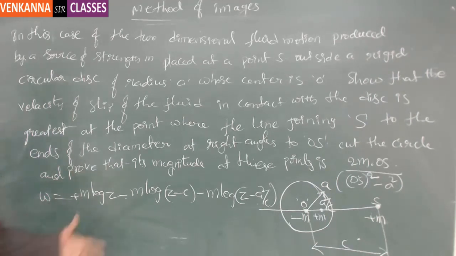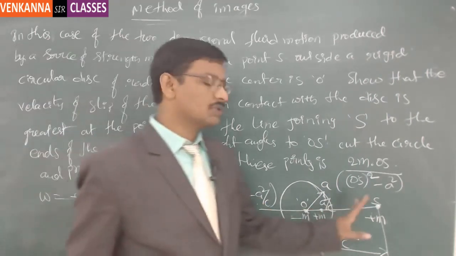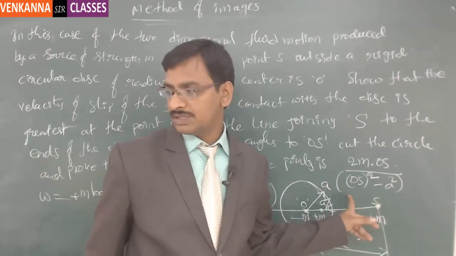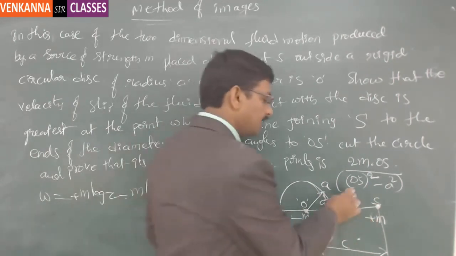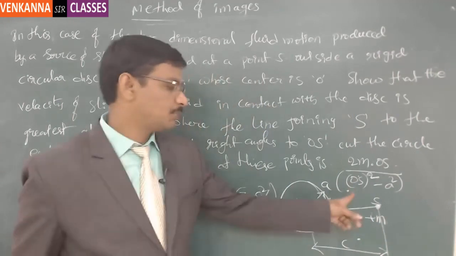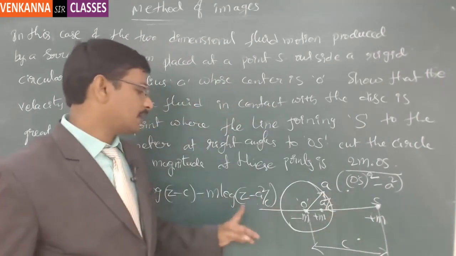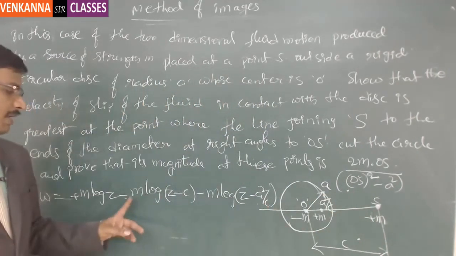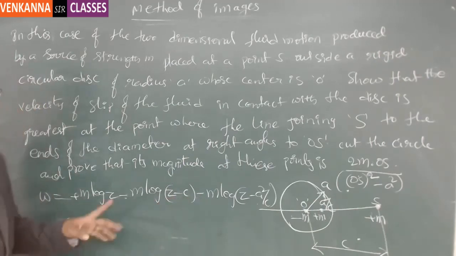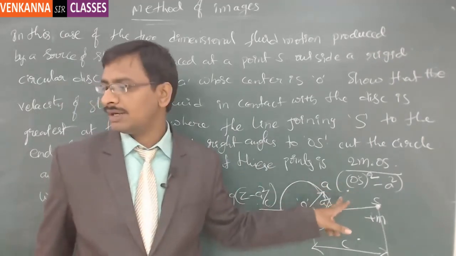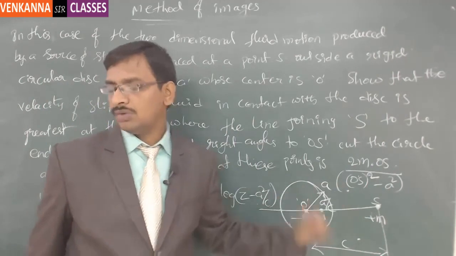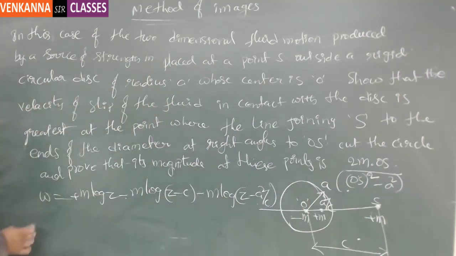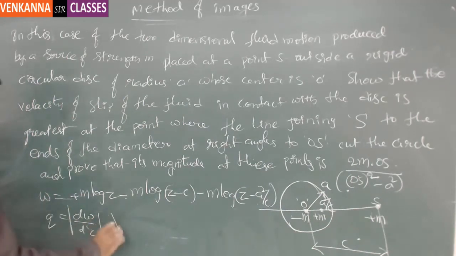So this is the complex potential for all the sources and sinks at any random point z. If you take z here, the complex potential at this point is minus m log z minus a square by c, minus m log z minus c, plus m log z, at a randomly selected point. Now, if you know the complex potential W, the velocity is nothing but dW by dz. Its modulus is the velocity.